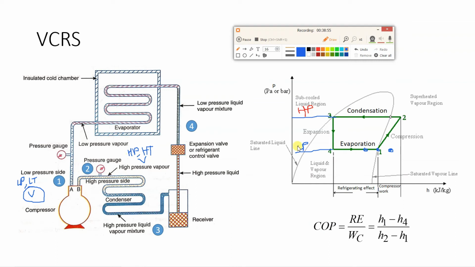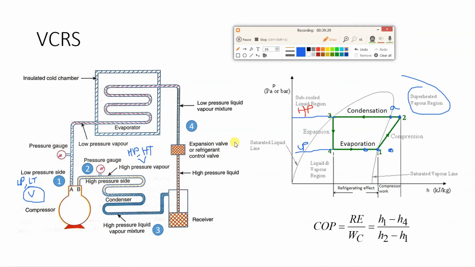So high pressure, high temperature, vapor. Now that enters where? In the condenser. Now in the condenser, that refrigerant, it will reject the heat. So first part, if you see point number 2, it is in which region? Superheated vapor region. So from 2 to, suppose this is A, this part will be de-superheating in condenser. Okay, then from A to 3, this will be condensation.